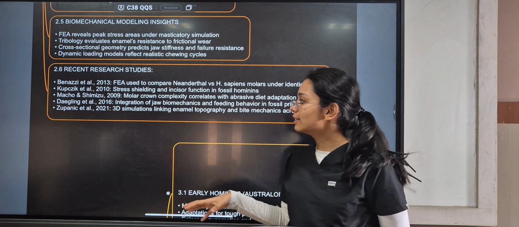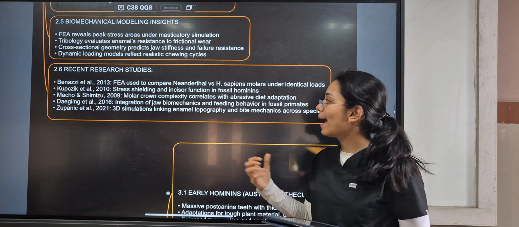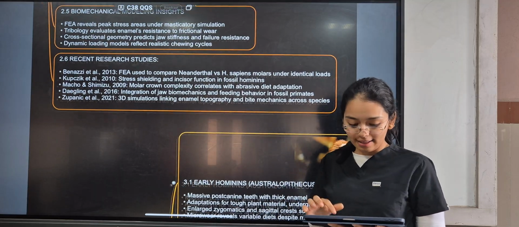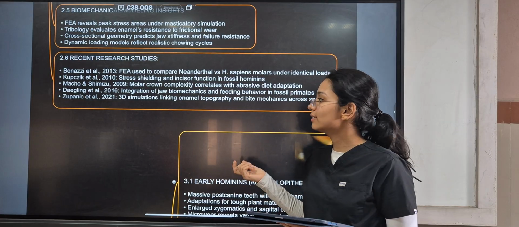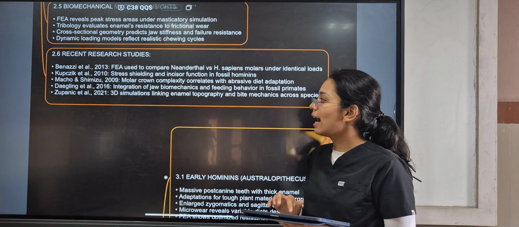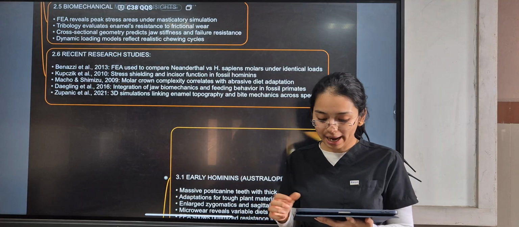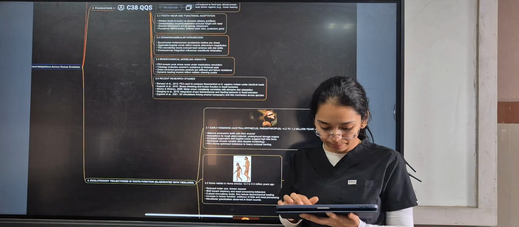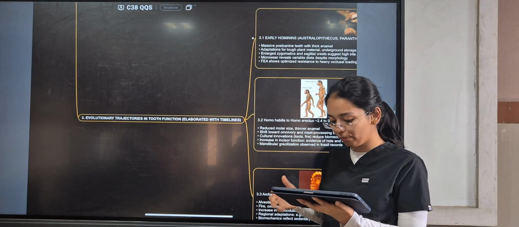a study which was done in 2015, which says there is an integration of jaw biomechanics and feeding behavior in fossil primates. And then there's another study by Zubanik et al. in 2021, a very recent study, which had 3 simulations that link enamel topography and bite mechanics across species. Moving on to the evolutionary trajectories in the function.